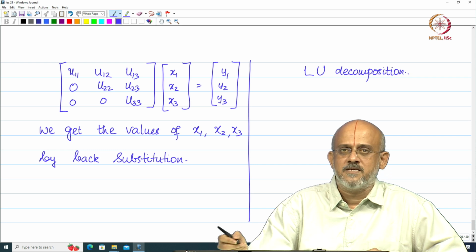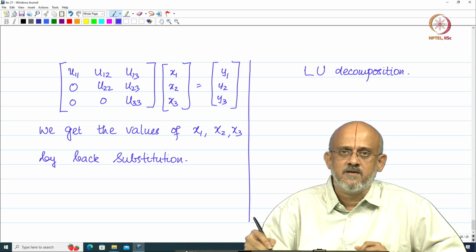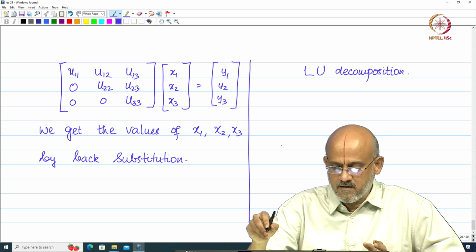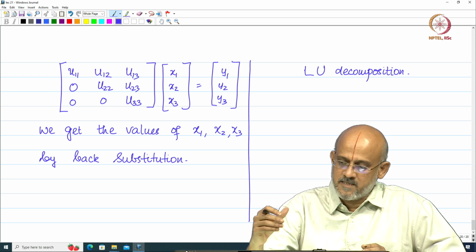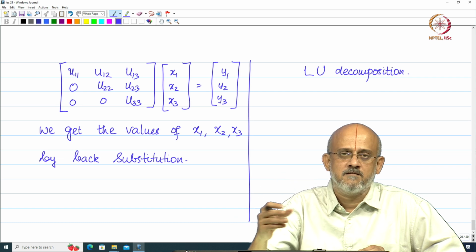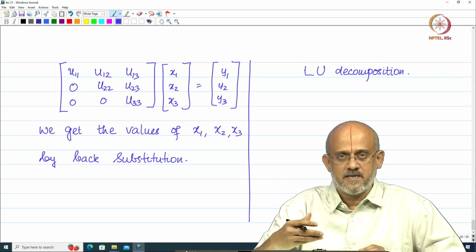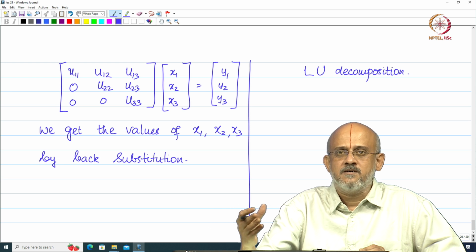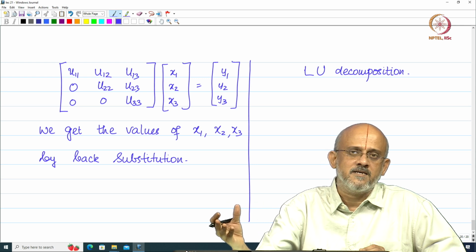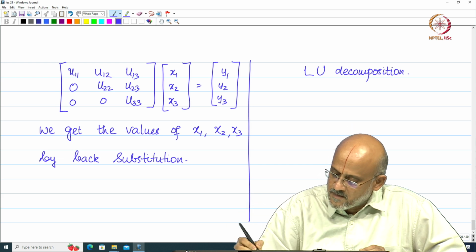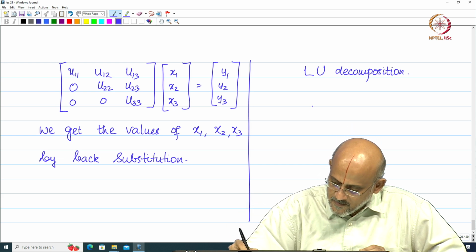I am just doing it for a 3 by 3 matrix; one can get it for any n by n matrix. Since your L matrices, the set of elementary matrices that you have, are all invertible, we also have this matrix A to be an invertible matrix. Now, let us look at how we understand this LU decomposition.